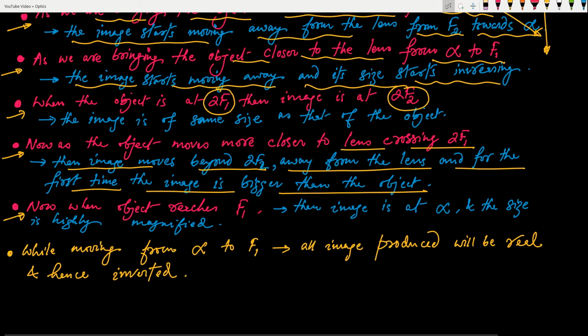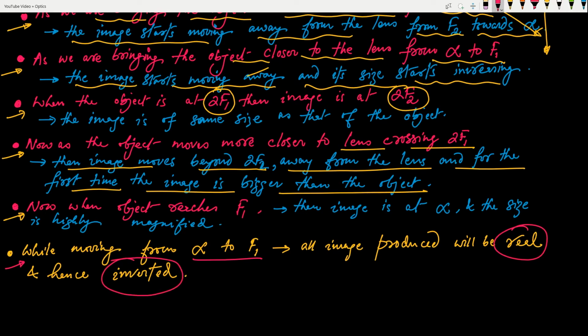Now the last point which I need to explain, and this is very important: when we move the object from infinity to F1, all the images that are produced will be real, and if it is real, we know that it will be inverted. So this is the bird's eye view of the concept that we have learned so far. I hope this is clear. You need to remember this story. Now we'll be looking into a location, that is when the object is placed between F1 and the optical center. This is a bit of a special case, so you need to concentrate here. Let's move on and look into that.